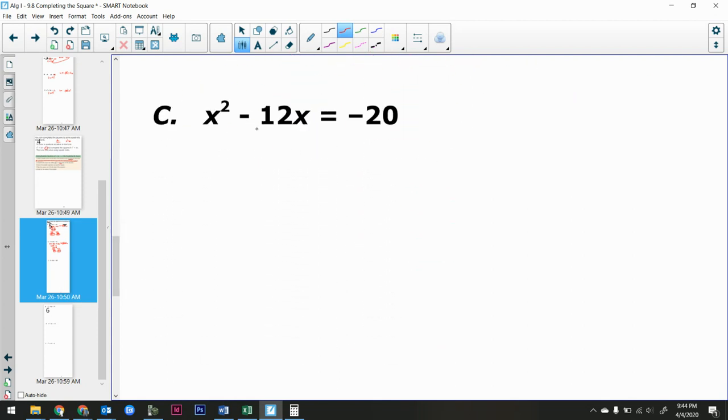All right, watch out for the negative here. So I leave room. Again, step 1 is already done. Leave a little bit of room. Whatever I add here, I have to also add here. So what's my b value? My b value is negative 12. So b divided by 2 is negative 6, right?